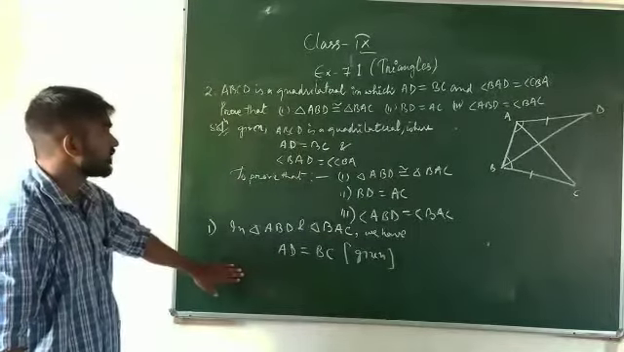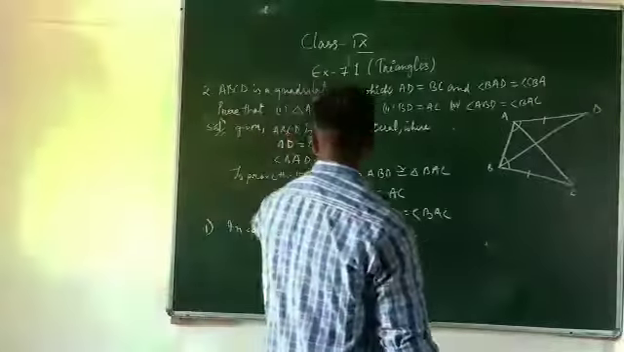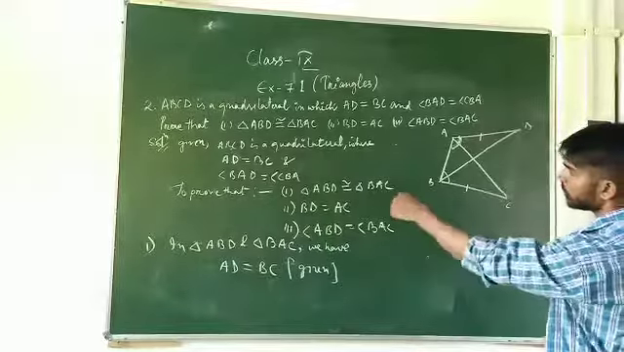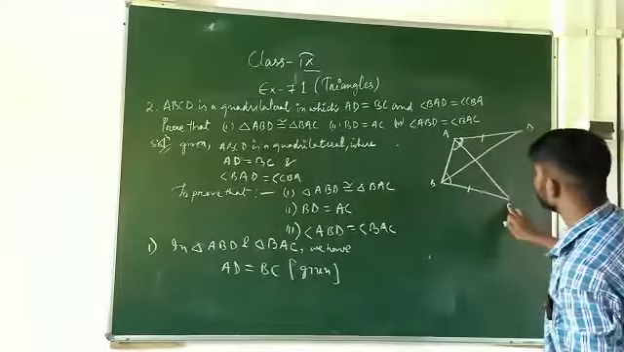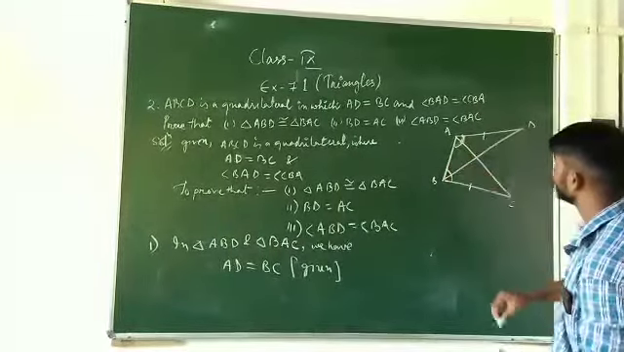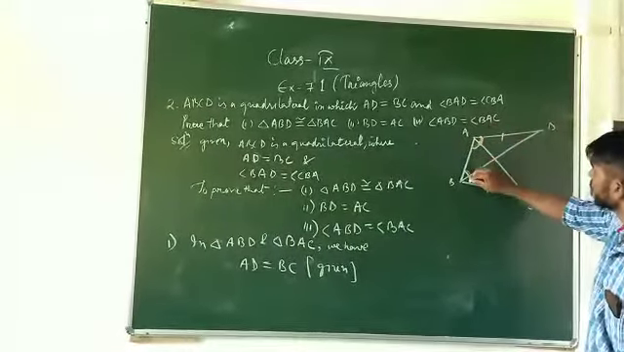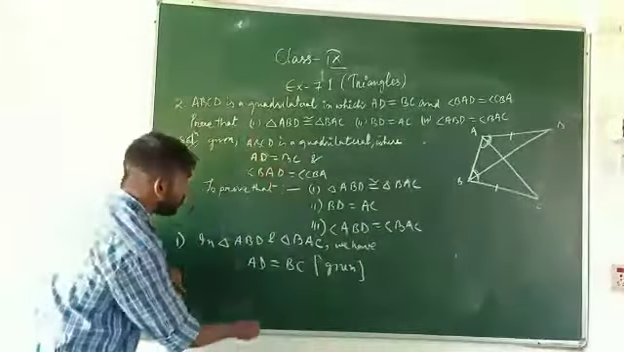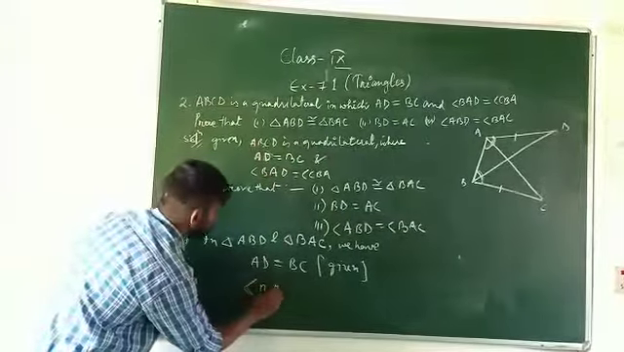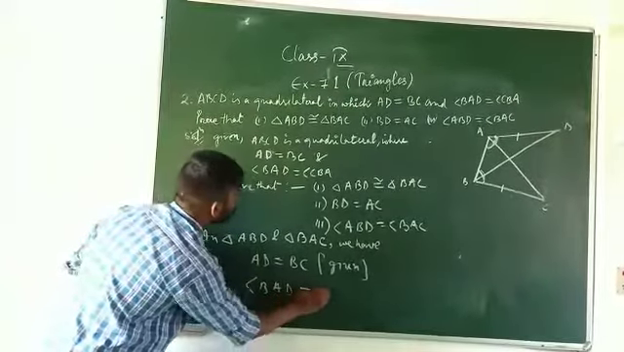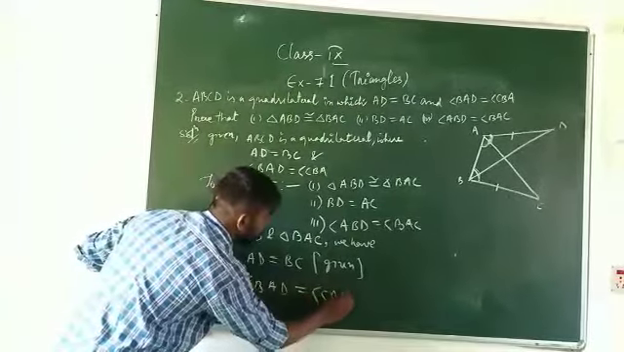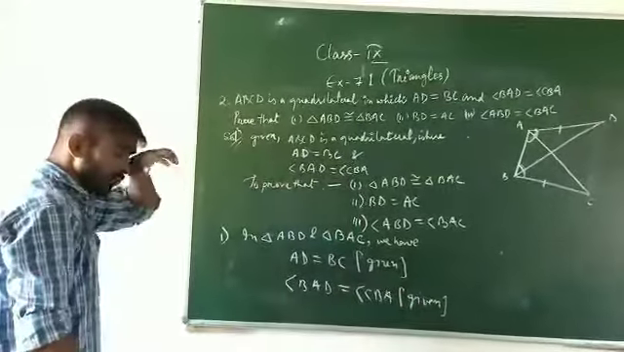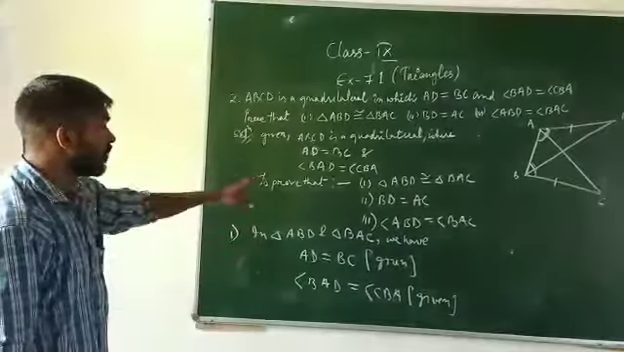And what is the next thing? The next thing, angle BAD and angle CBA. This angle and this angle of these two triangles are equal, as it is given in your question. So angle BAD equal to angle CBA, given. This is also given. So for proving the two triangles congruent, we need three equal parts.